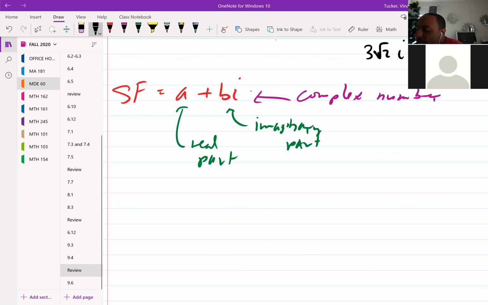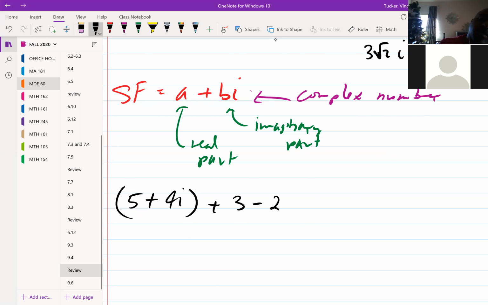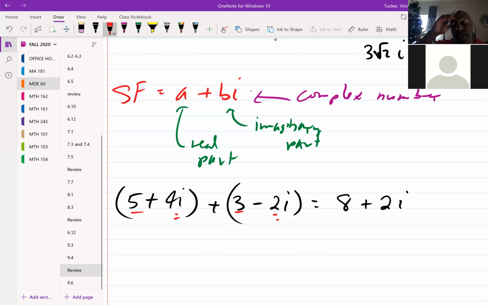All right. So if you're going to add imaginary, let's see, did they do any multiplication? Yes, they did. Okay. So if you're going to add or subtract imaginary or complex numbers, you do it the same way you would combine like terms. So if you have 5 plus 4i plus 3 minus 2i, 5 plus 3 is 8, 4 minus 2 is 2. So all you do is combine your like terms, 5 plus 3, 4i plus negative 2i.